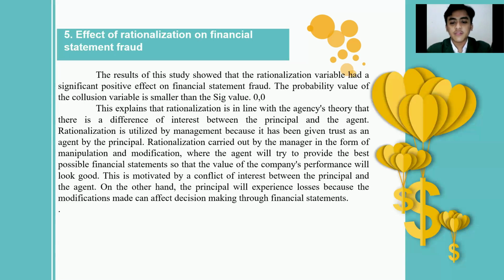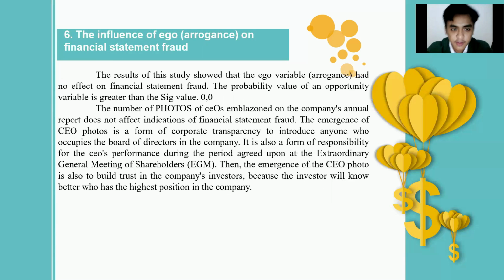Rationalization carried out by the manager takes the form of manipulation and modification, where the agent will try to provide the best possible financial statement so that the value of the company's performance will look good. This is motivated by a conflict of interest between the principal and the agent. On the other hand, the principal will experience losses because the modification can affect decision-making through financial statements.